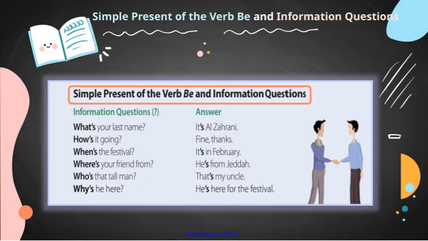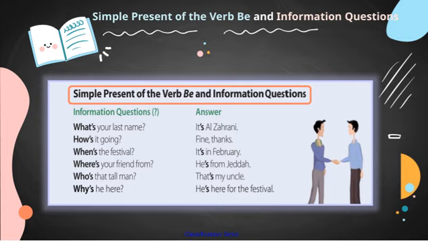Now let's talk about information questions. These are questions that ask for specific details, like who, what, where, when, why, and how. When combined with the verb be, these questions help us gather precise information. For example, if I want to know someone's identity, I might ask, who is your teacher? Or, if I want to know the location of something, I could ask, where is the library?